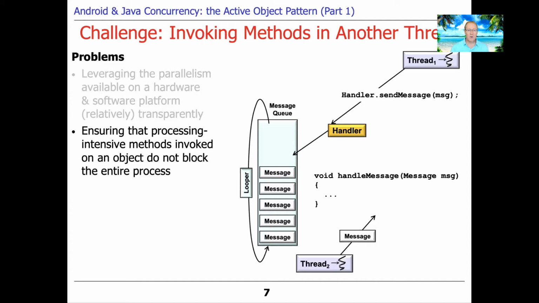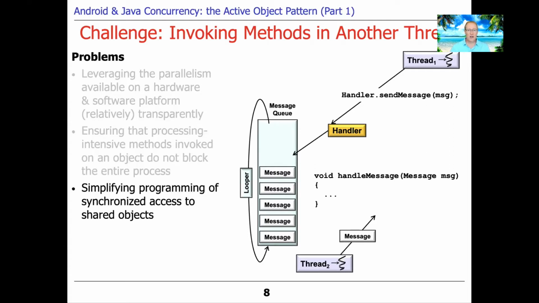Another thing we want to do is make sure that the processing of methods that are computationally intensive, that are invoked on an object, don't block the entire process, and in particular don't have to block the calling thread. We want to be able to have things running concurrently so that you can have an overlap between computation and communication.